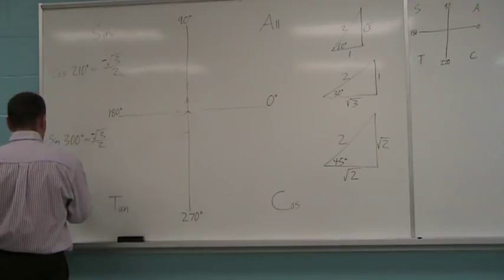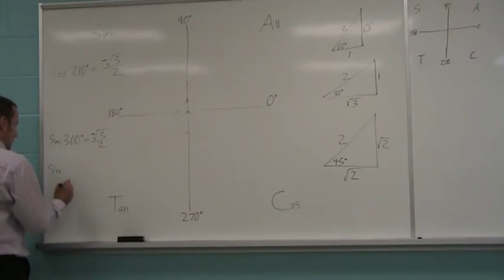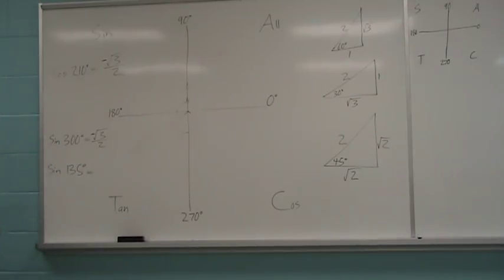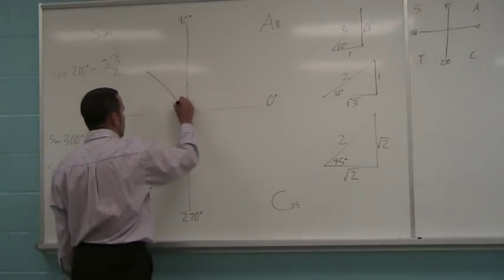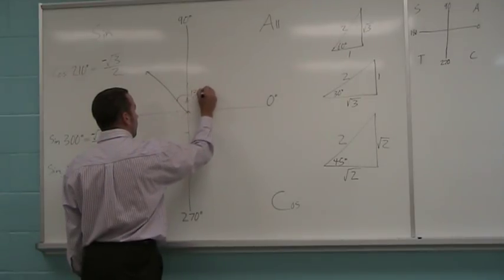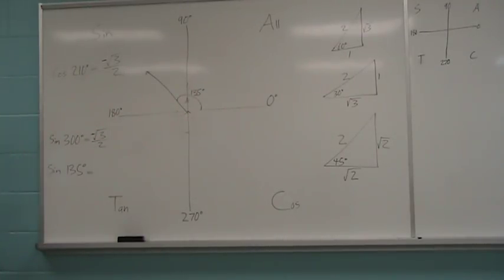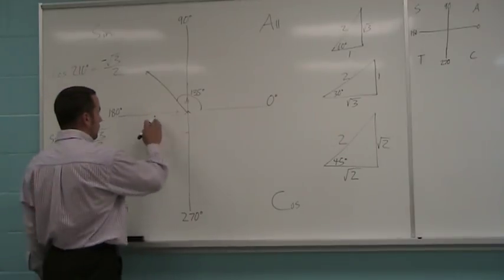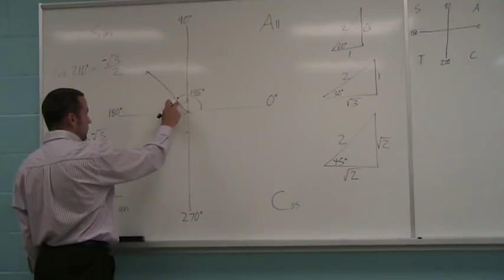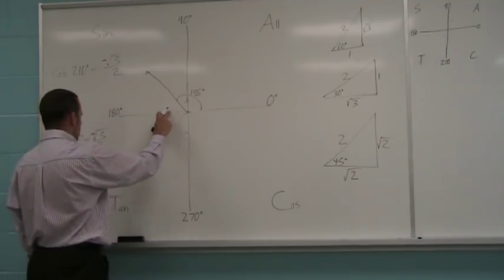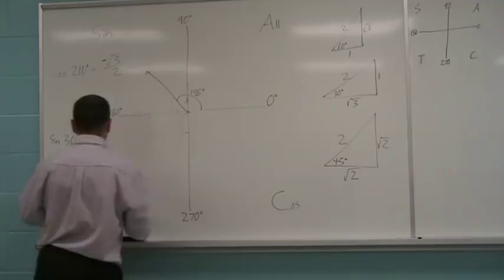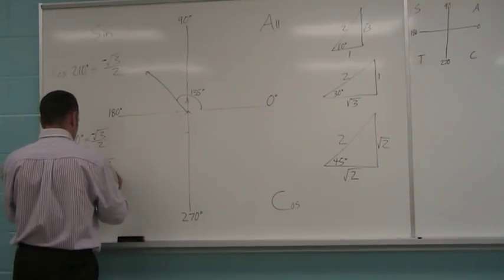And let's look at the sine of 135 degrees. So I draw in 135 degrees. Once again, I reference it to the 180 degree line here. So 135 degrees is 45 away from 180. So I'm really looking at the sine of 45 degrees, which is square root 2 over 2.